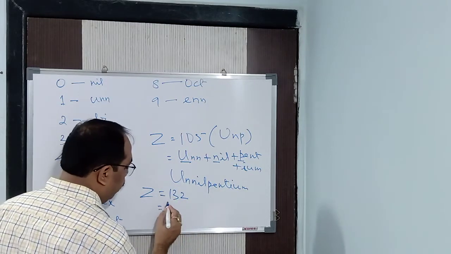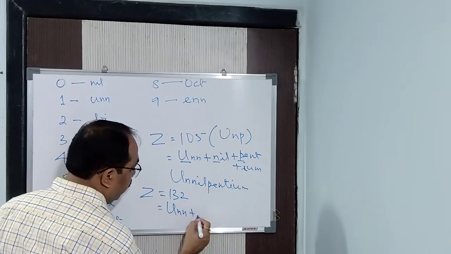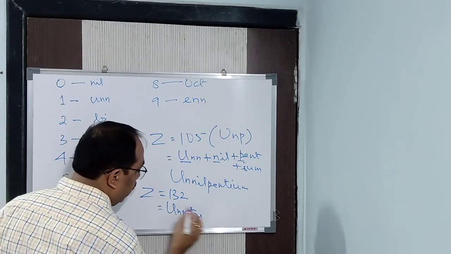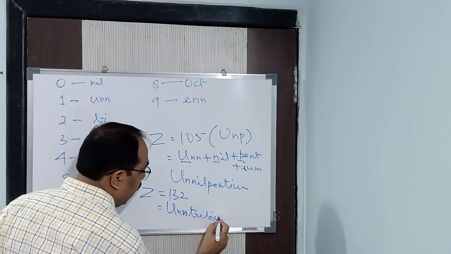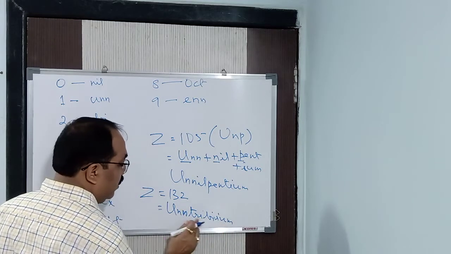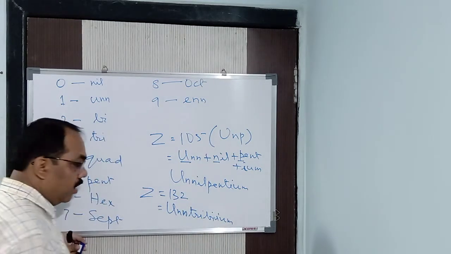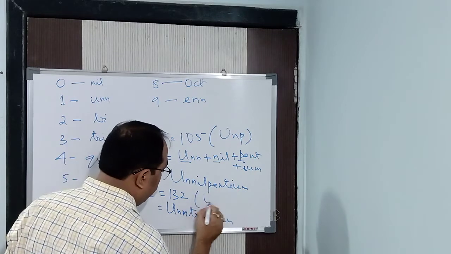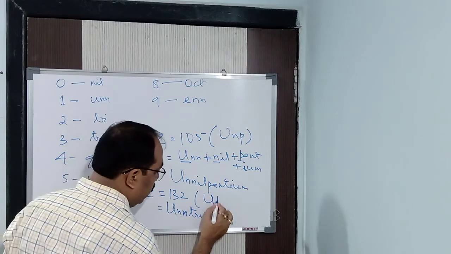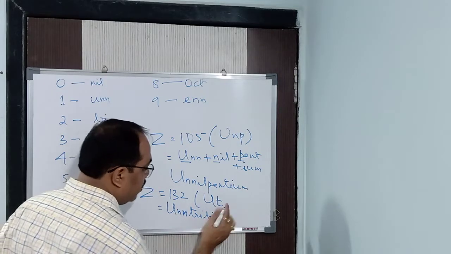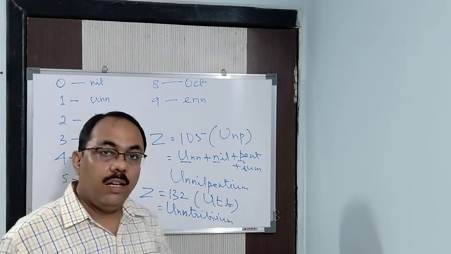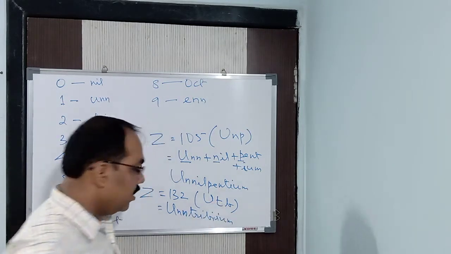So here, what should be the name? For 1 it is un. For 3 it is tri. For 2 it is bi, and at the last you will be adding ium. So it will be untribium. What should be the symbol? The symbol will be U for the first one, then from 3 it is T, and from 2 it is B. So UTB. We can say this is the symbol.